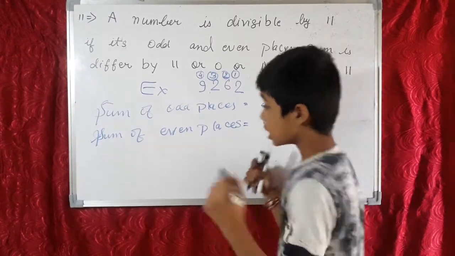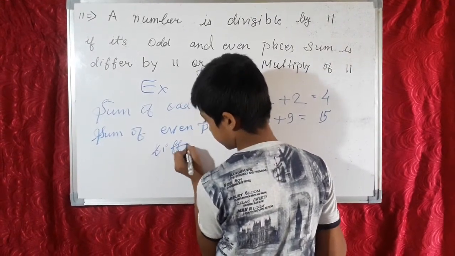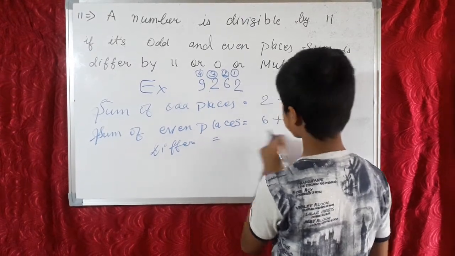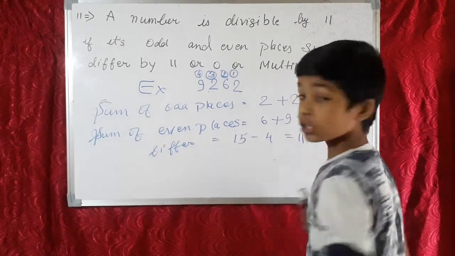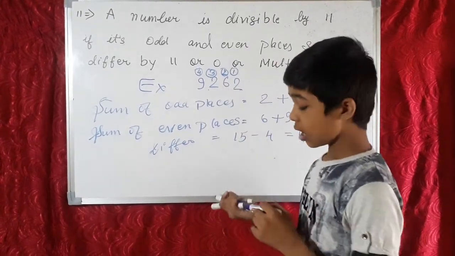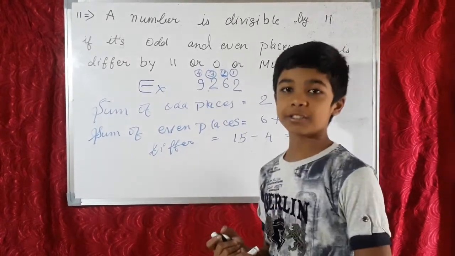Okay. This is 15. Now write differ. Differ means difference, friends. Okay. So 15 minus 4 is 11. So this number is divisible by 11. So this divisibility test works. This number is divisible by 11.